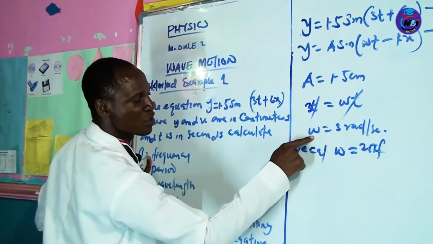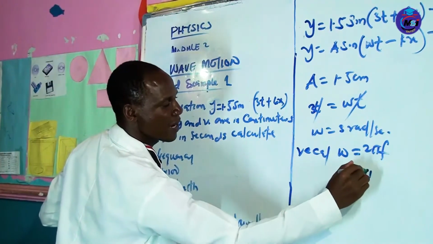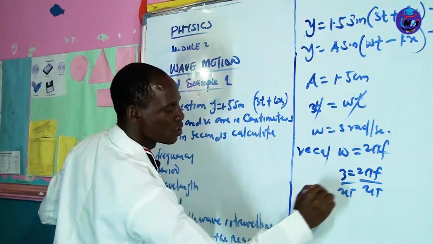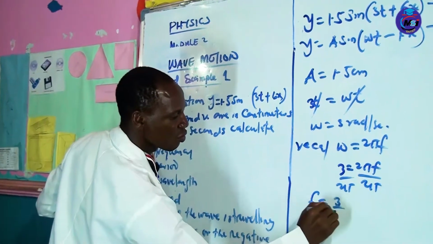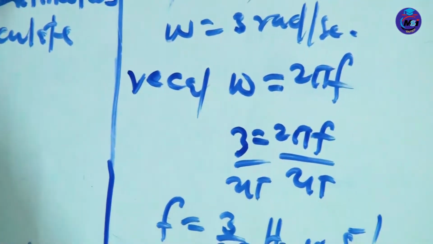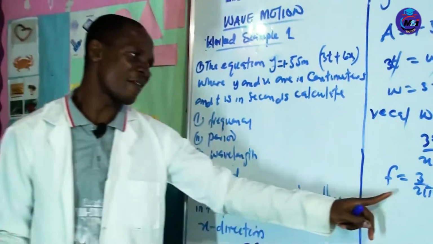So we have gotten this one now. Omega is 3, put 3 here. We have 2 pi f. Divide here by 2 pi, divide here by 2 pi. So our f will be 3 over 2 pi hertz or per second. Any of the units will do. So that will be the value of our frequency.